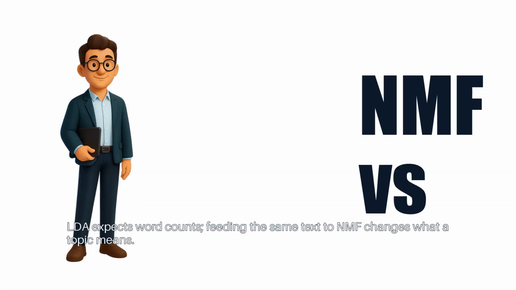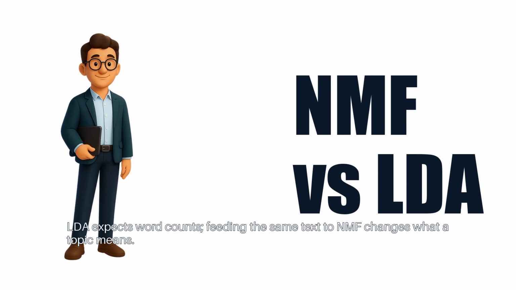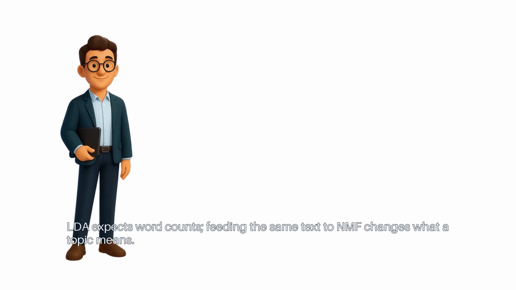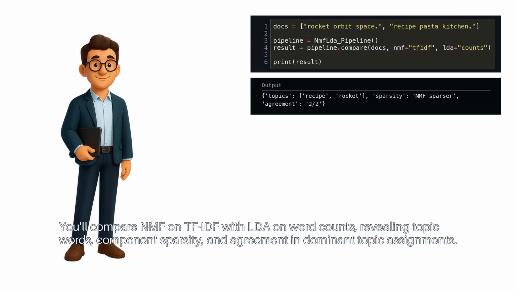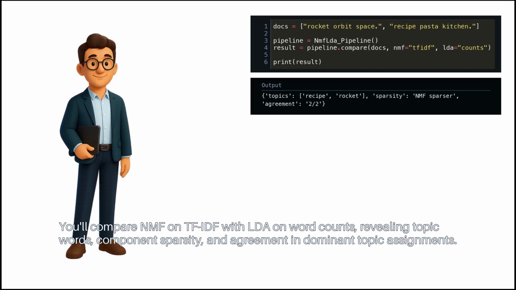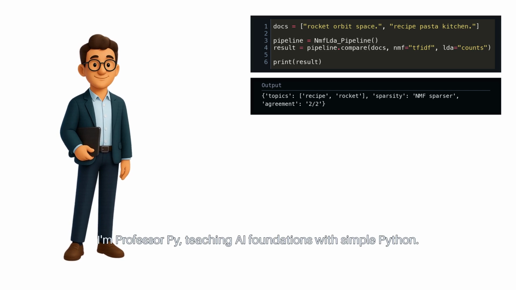LDA expects word counts. Feeding the same text to NMF changes what a topic means. You'll compare NMF on TF-IDF with LDA on word counts, revealing topic words, component sparsity, and agreement in dominant topic assignments. I'm Professor Pi, teaching AI foundations with simple Python.